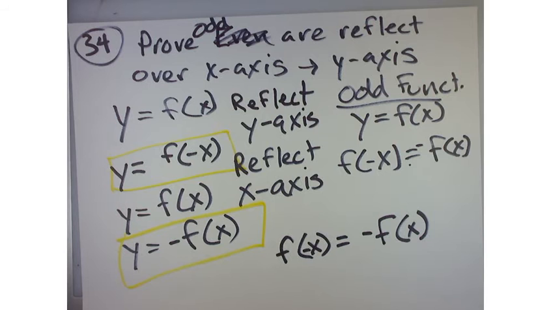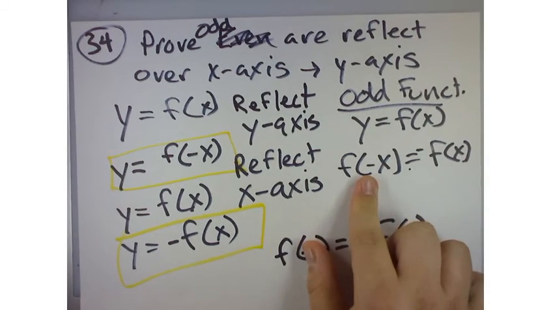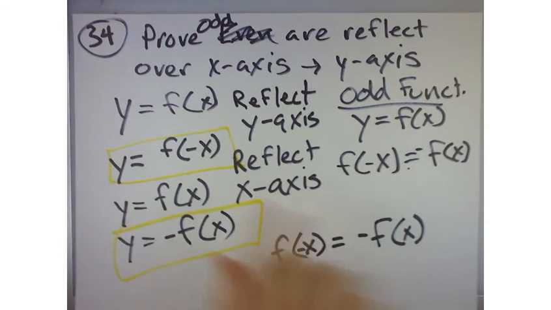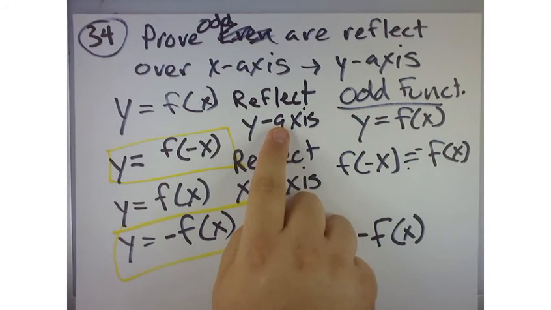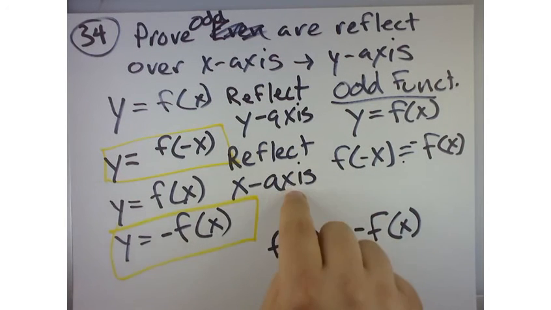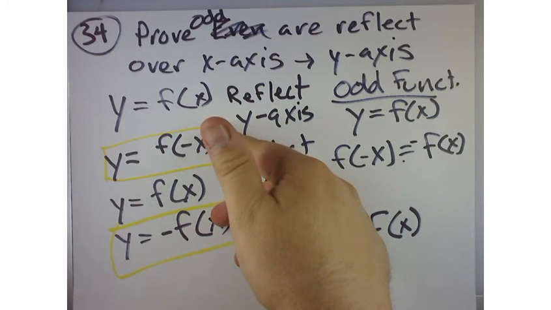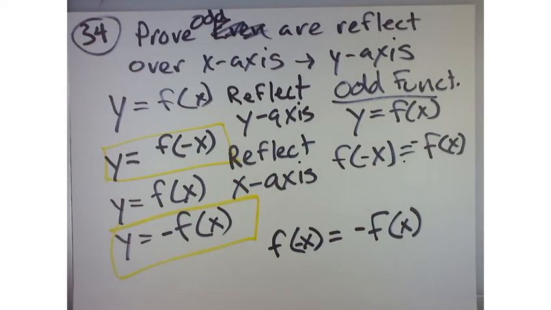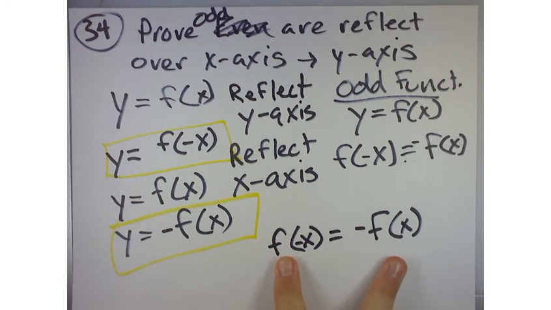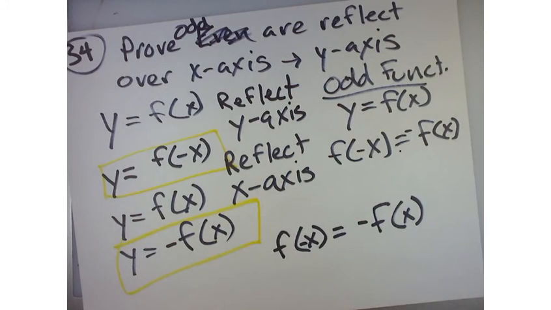In other words, what they're saying is, if it is an odd function, then this should be equal to this. Well, if I take the graph and reflect it over the y, I get this. And if I take it and reflect it over the x, I get this. And if it is an odd function, then these two should equal one another. Well, what does that mean? If they equal one another, then that means that I've reflected over the y and I've reflected over the x.